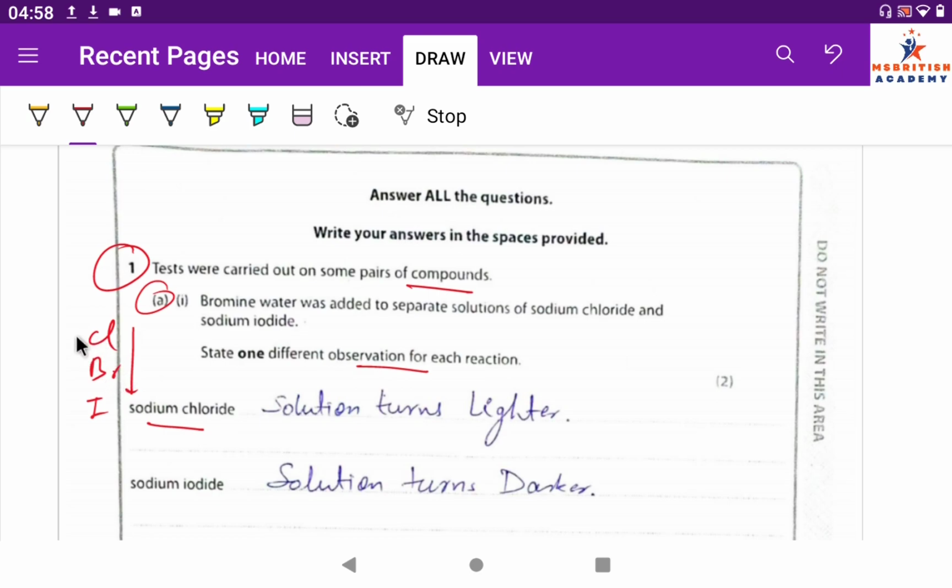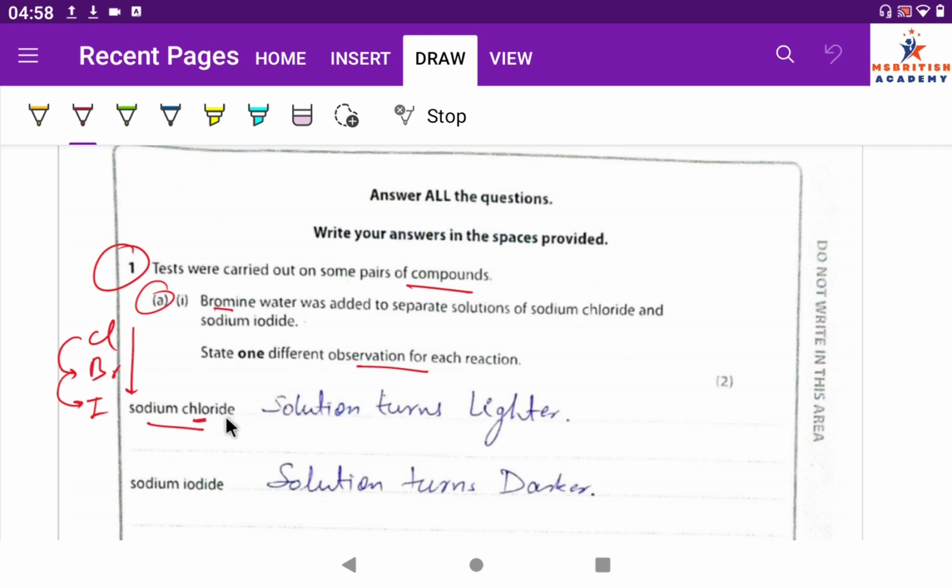reactivity decreases. Chlorine is more reactive than bromine and bromine is more reactive than iodine. So chlorine can replace bromine and bromine can replace iodine, but iodine can't replace bromine and bromine can't replace chlorine. So in this case, we have bromine water and sodium chloride, so there will be no reaction, so the solution turns lighter.